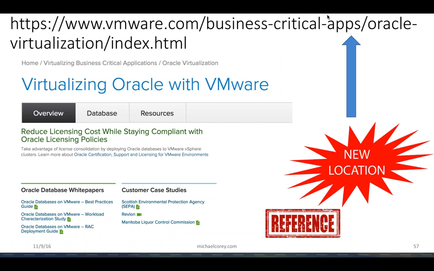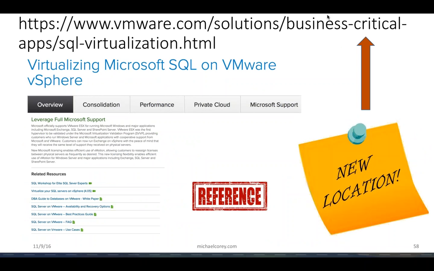For the Oracle people, if there are any, this is the new location for the blog specifically on Oracle and papers. For the SQL Server side, this is the new location. It kills me when vendors like VMware move a location and they don't remap it, so that we have broken links. And you'll see some great resources and some great blogs and some great white papers.